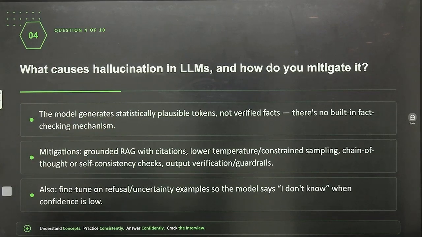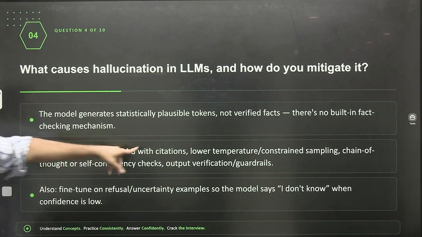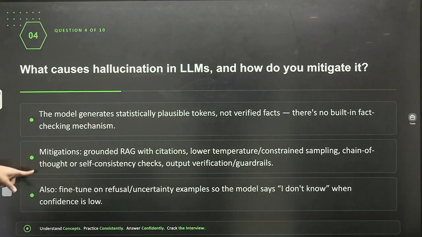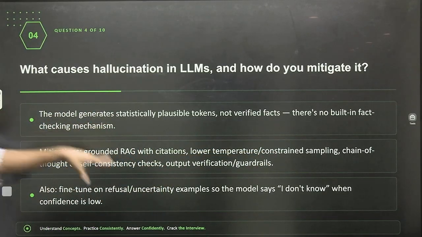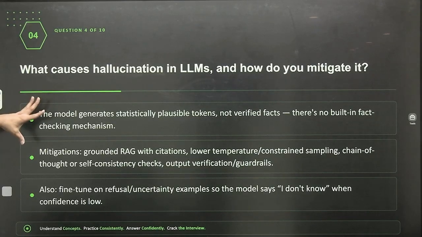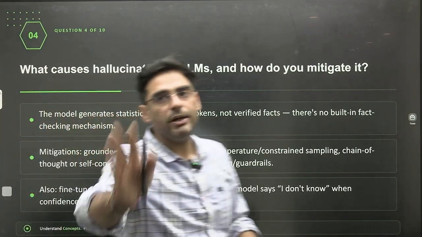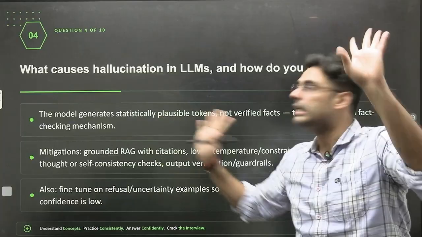How do we mitigate it? We can use grounded RAG with citations, lower temperature, constrained sampling, chain of thought with self consistency checks, and output verification or guardrails. That is how we can mitigate it. We can also fine tune on refusal and uncertainty examples so that the model says I don't know when confidence is low. These are certain points that you must include.